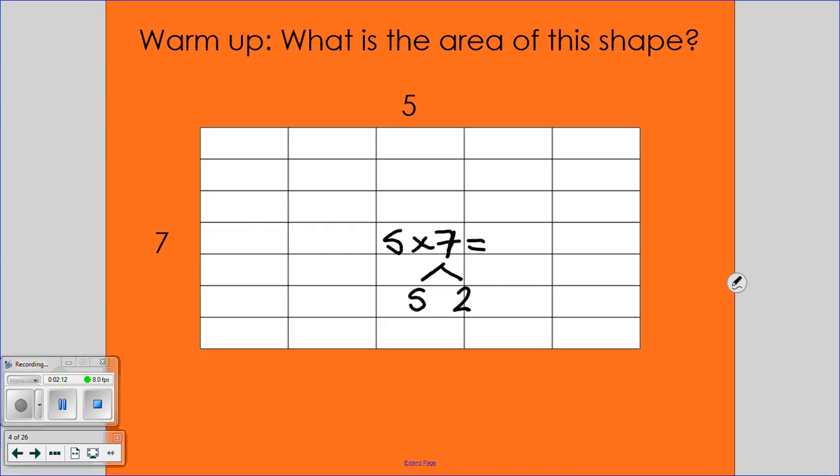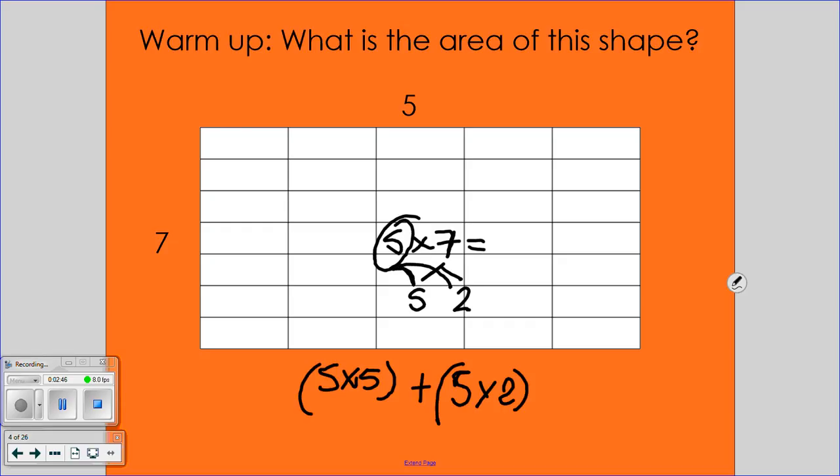If I broke apart the 7 to 5 and 2, what would my equation then look like? Natalie, what would it look like? It would be 5 times 5 plus 5 times 2. Because we're taking our initial factor and multiplying it to the 2 parts to figure it out.